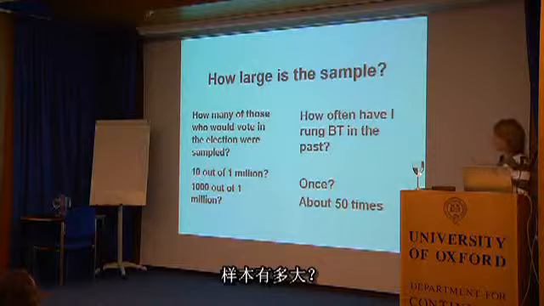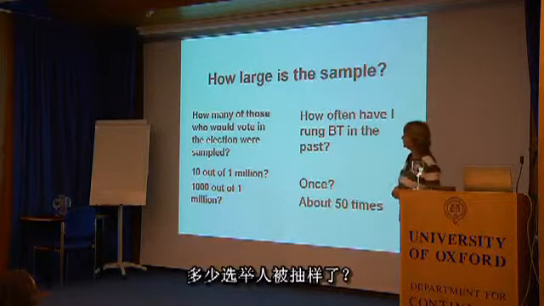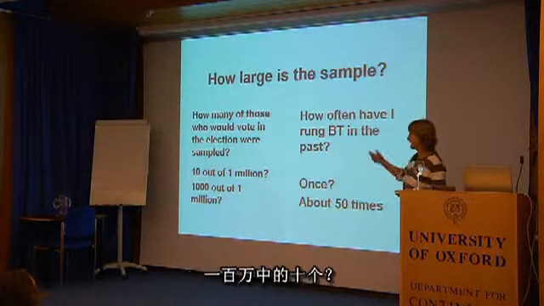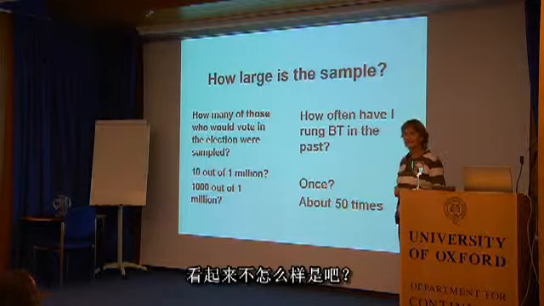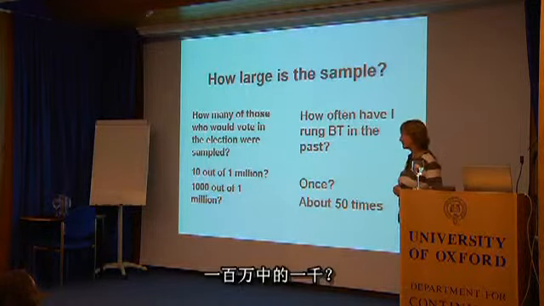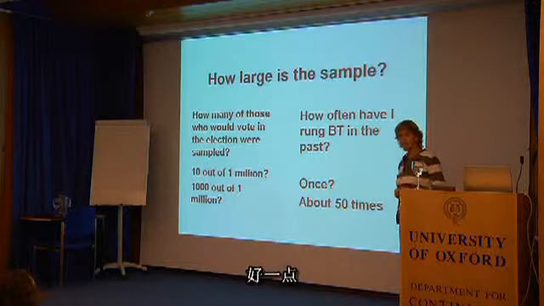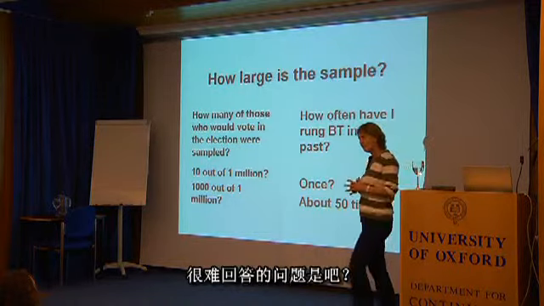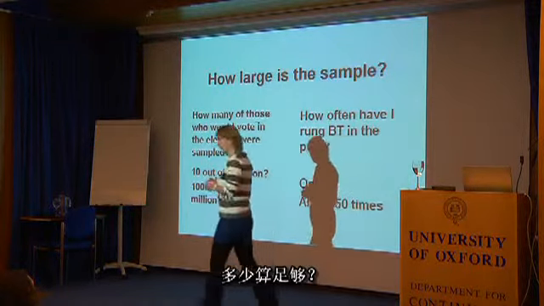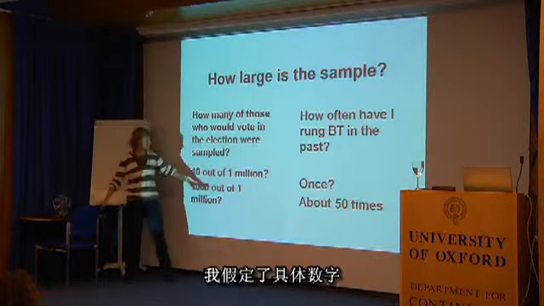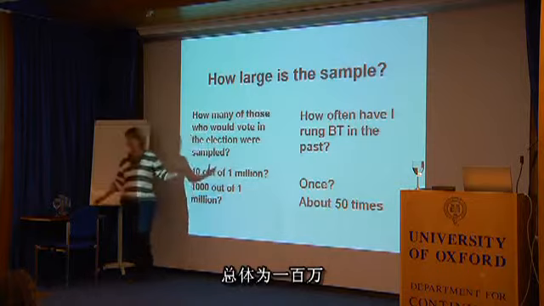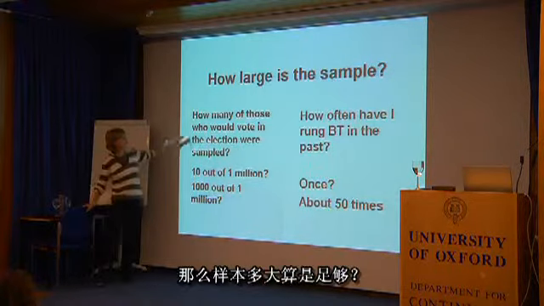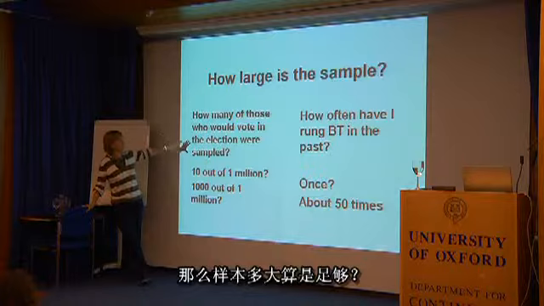Okay, how large is the sample? Again, you got this. How many of those who would vote in the election were sampled? 10 out of 1 million? Well, that doesn't look very good, does it? 1,000 out of 1 million? That looks better. How many is enough, though, do you think? And that's a really difficult question, isn't it? How many is enough? I'm just specifying here that 1 million is the population. And then we're saying, okay, how many of those would count as enough?